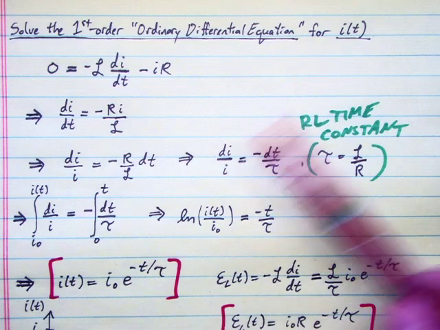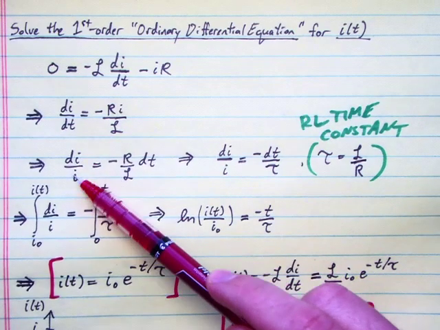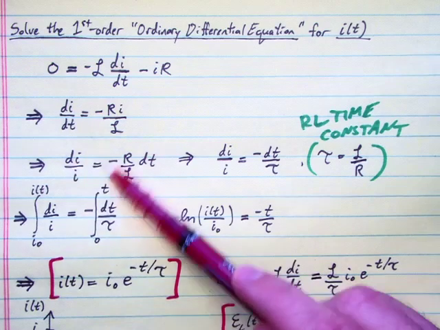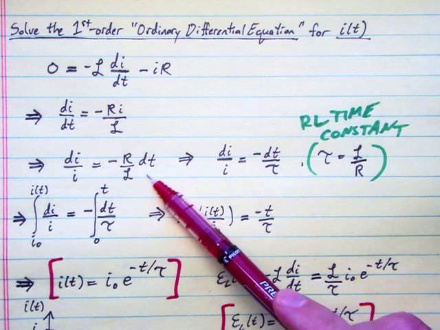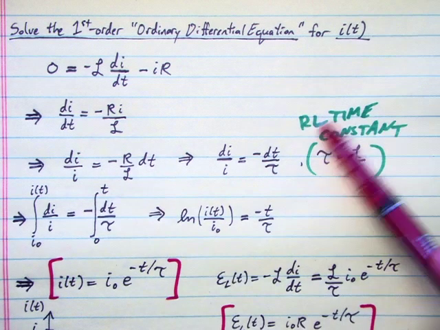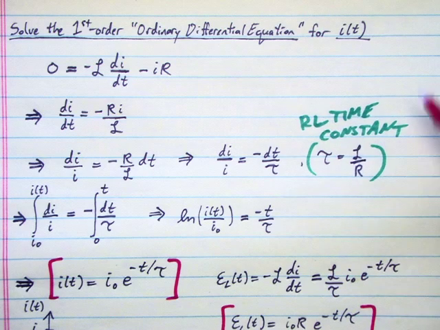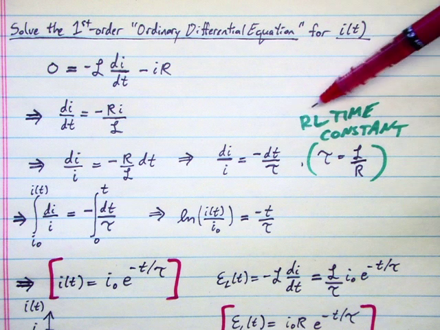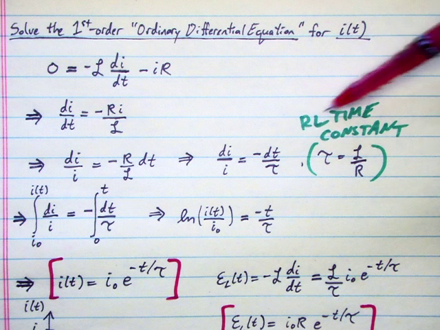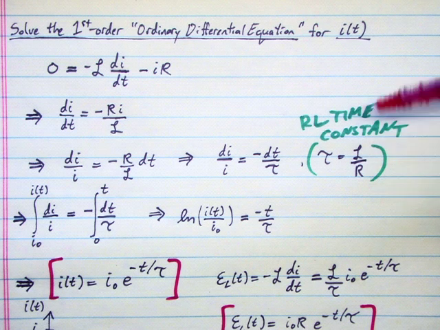And at this point, we notice that we've got current over current, so that's dimensionless. Therefore, this side must be dimensionless. So if this is a time, then L over R must be a time as well. And we define our RL circuit time constant, L over R. It's called the RL time constant, even though it's not R times L, it's L divided by R.